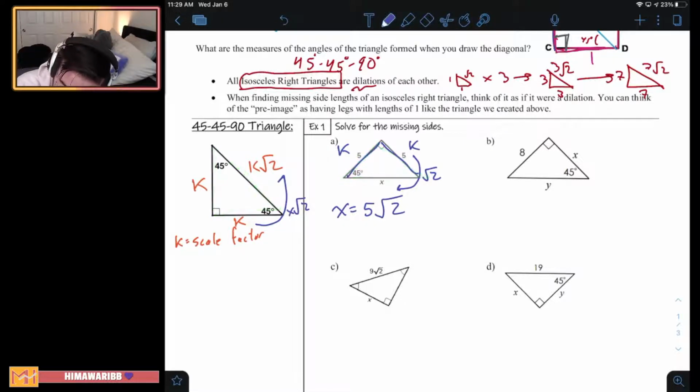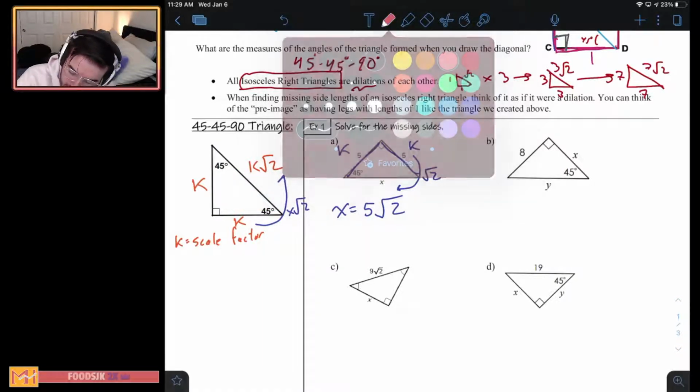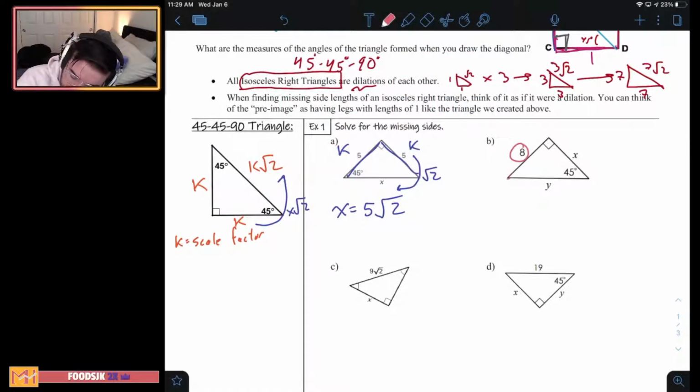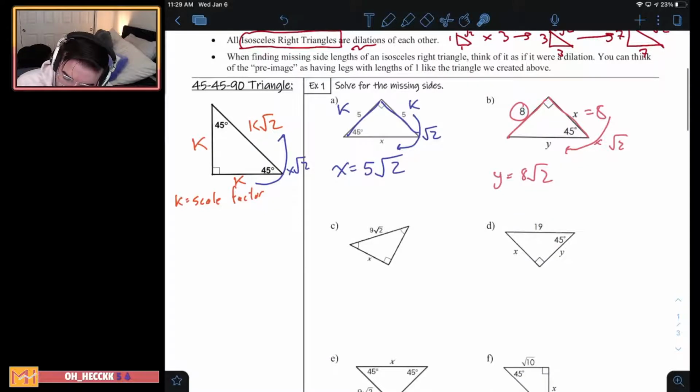Let's see it again. This leg is 8 long. So if that leg is 8 long, then the other leg has to be 8 long, right? The legs are the same length. And if both legs are 8, then multiply by root 2. I'll do an x, right? Multiply by root 2, and you get 8 root 2 for y. You see how it's following that pattern? The legs are the same, and then you multiply by root 2.